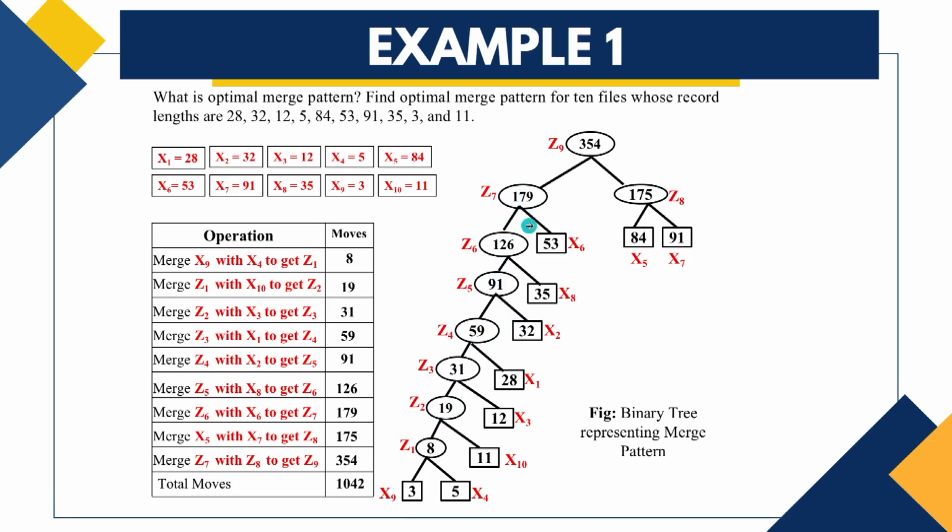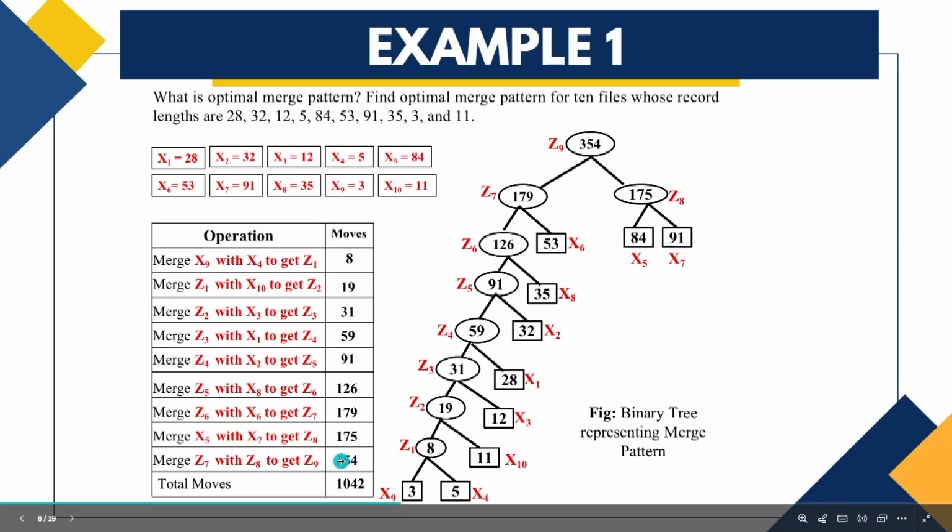This binary tree depicts the merge pattern we have adopted to make all these files into one single file, which is z9. To construct this z9, we have made this number of moves, which we have summed up and listed. So the total number of moves that we have made to merge all these 10 files into one single file is 1042. And of course, because we have adopted this greedy approach, it is minimal. Otherwise it would have cost us even more moves to make it a single file.